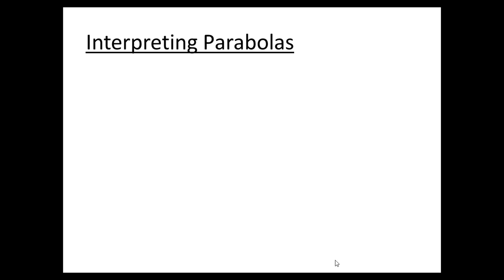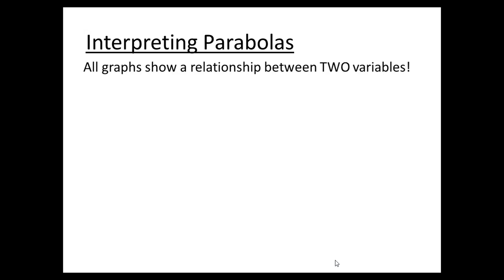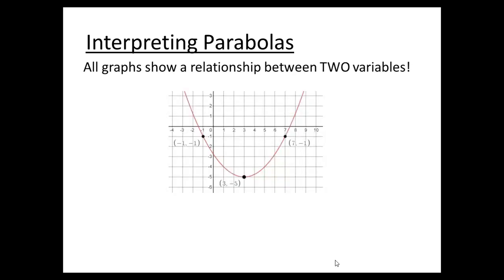Today we're going to talk about interpreting parabolas. Now the graph always has coordinates that show the relationship between two variables. When we look at our regular Cartesian plane, our coordinates tell us the location of our point. So for example, if we have (3, -5), it tells us that we've moved 3 units in the x direction and -5 units in the y direction.